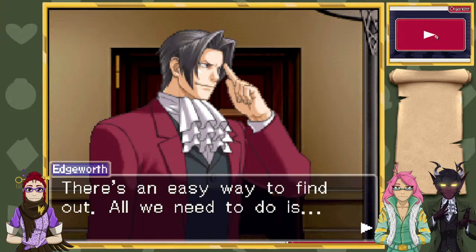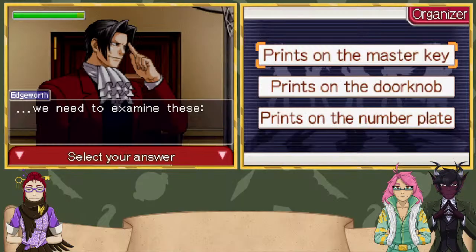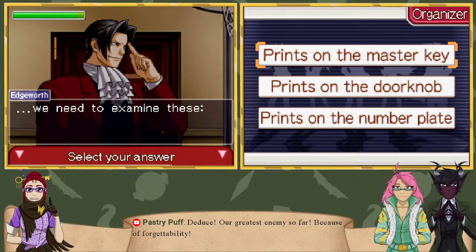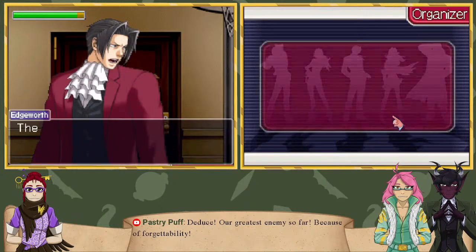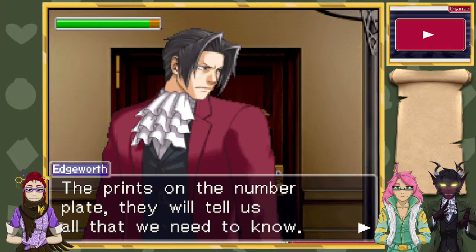There's an easy way to find out. All I need to do is logic. All I need to do is use my brain. The print on the number plate. Yep. Gotta be. The prints on the number plate. They will tell us all that we need to know.